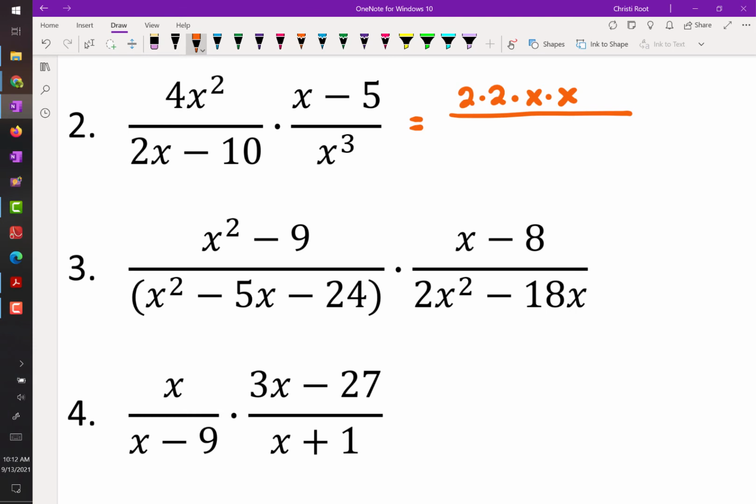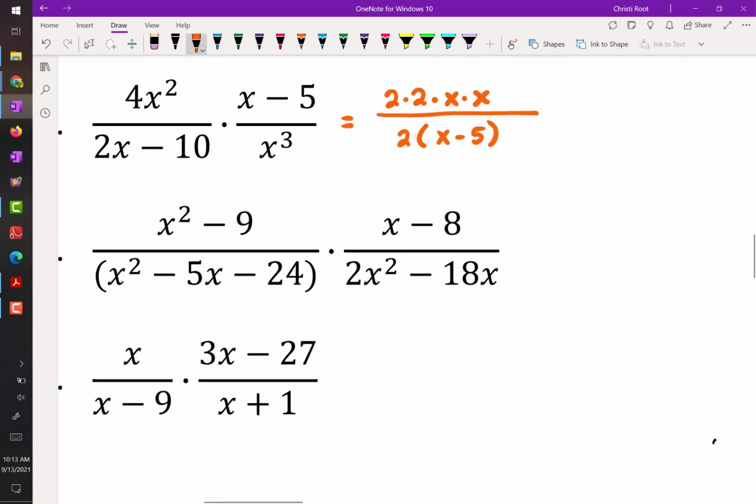Now, the second one right here, the 2x minus 10, looks like I've got a GCF of 2, and that leaves me x minus 5. So this x minus 5 here, there's nothing I can do to factor it. There's no GCF, nothing else. And this monomial x to the third, you can write that as x times x times x. Like I said before, you don't have to do that. It's just if you're really visual, it does help.